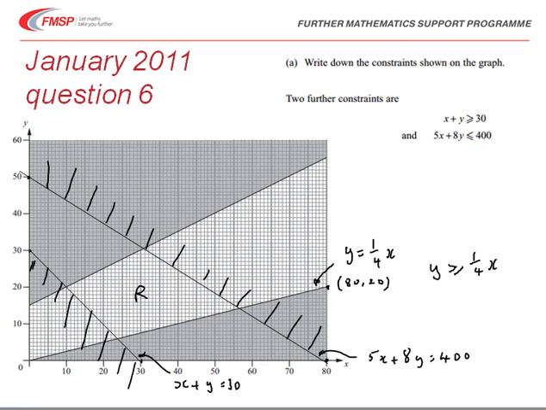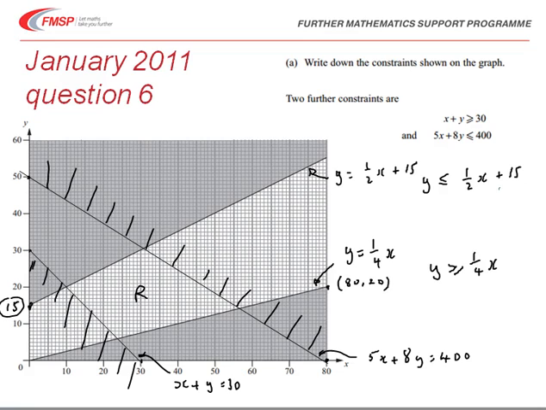Looking at the other line, this has an intercept here at 15. And if we check out the gradient, it's equal to a half. So the line is y is equal to 1/2 x plus 15. The constraint then is y is less than or equal to 1/2 x plus 15. That's because we've shaded out above the line and we want the values where y is less than that. Okay, that's the first two parts of the question complete.